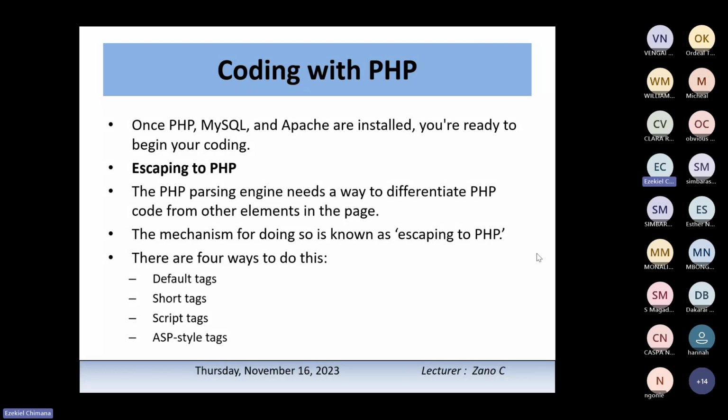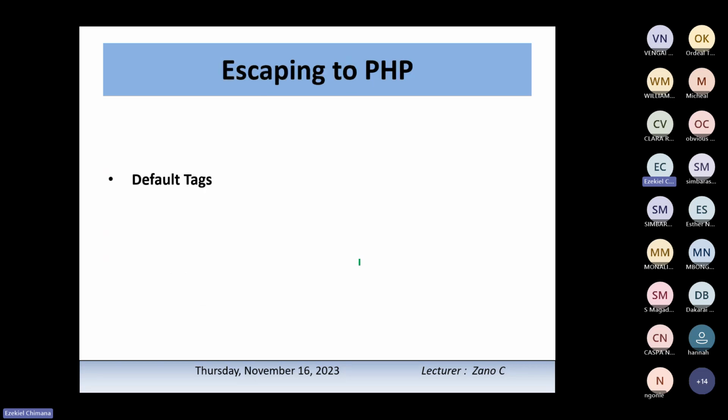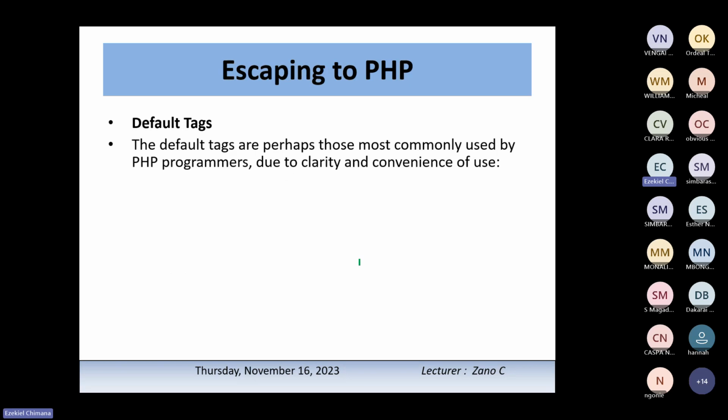So I'm saying it's very, very easy for you to grasp this. So there are what you call default text, short text, script text, as well as ASP style text. Normally the default texts are the ones that you mainly use. The default texts are perhaps those most commonly used by PHP programmers due to clarity and convenience of use, which is the text with the PHP code, the PHP keyword.